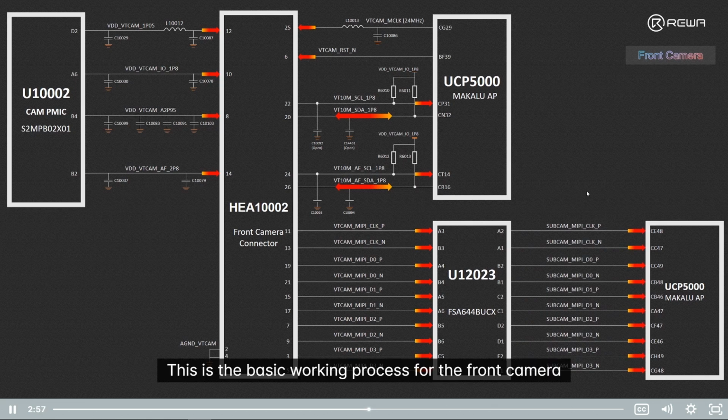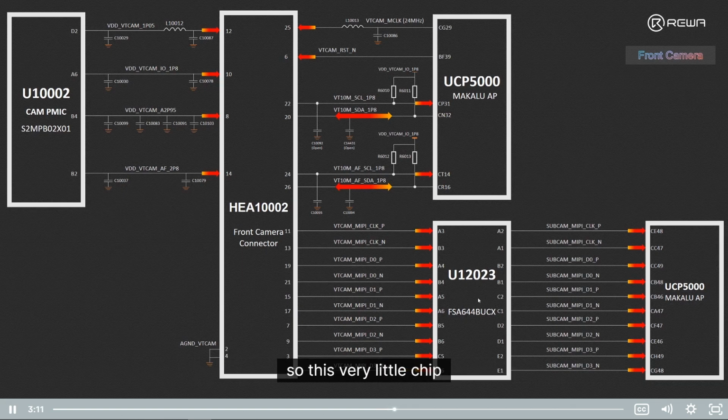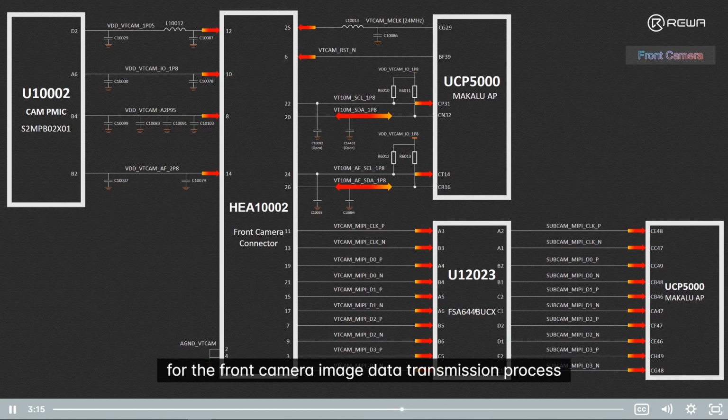Okay, so this is the basic working process of the front camera. It's very similar to the Samsung Galaxy S9. The only difference is in the data transmission: it's not from the camera to the CPU directly. It goes through the little chip first, then is sent to the CPU. So this very little chip, the lane switch, is also very important for the front camera image data transmission process.